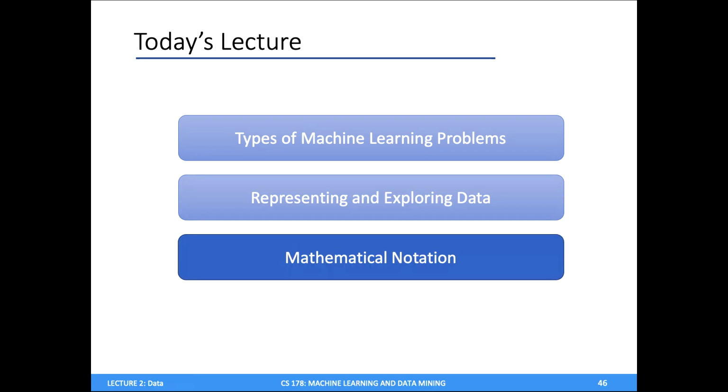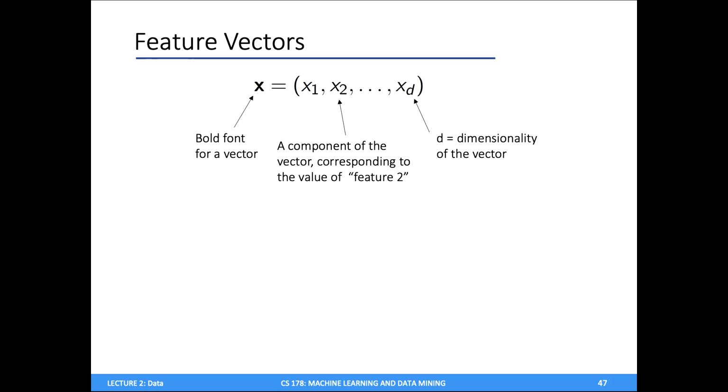Okay. And then for the last topic in today's lecture, we're going to introduce some mathematical notation that we'll be using throughout the rest of the quarter. So again, there is quite a bit of notation here, so bear with me. And I really recommend you guys go back and review this after the lecture. So to represent a feature vector in math, I'm going to use a bold font for a vector. So bold x represents a feature vector. And this feature vector has various components to it. So for example, x sub 2 is a component of this vector corresponding to the value of a particular feature in this feature vector. And throughout the quarter, I'll be using D to represent the dimensionality of this vector, i.e. how many total features we have in our data set.